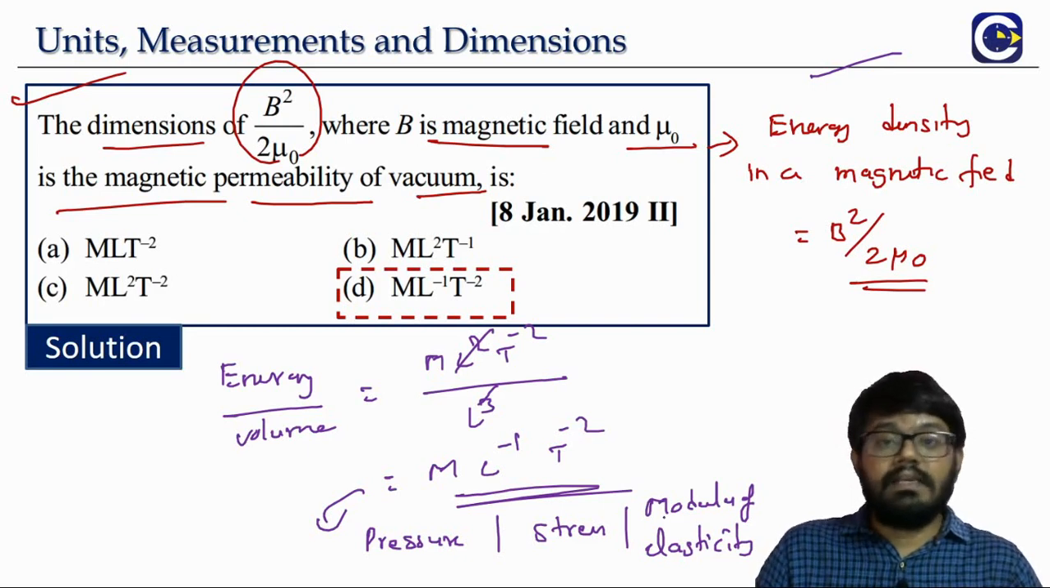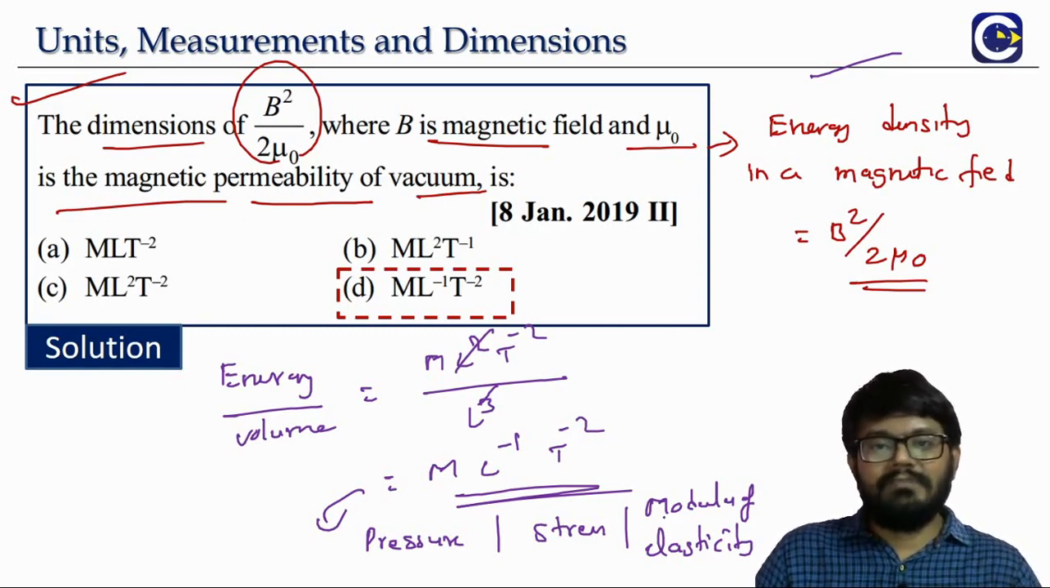Even if somebody asks us what is the dimensional formula for half into epsilon into E square, there also we will get the same answer. Why? Because that is the energy density in the case of the electric field distribution.